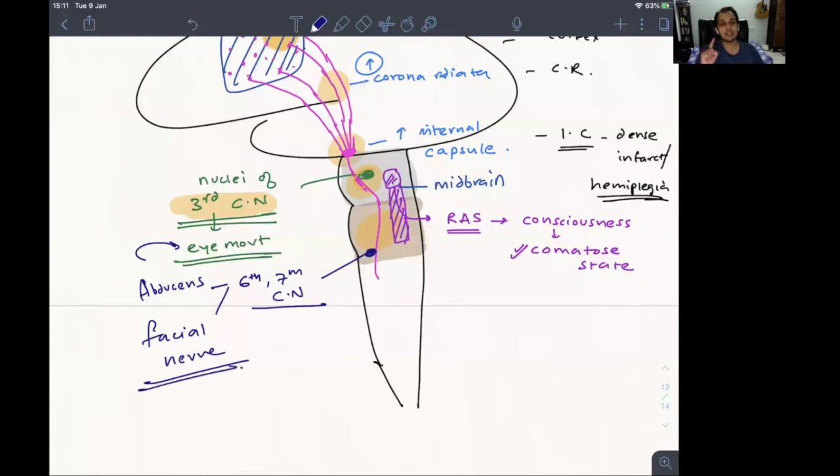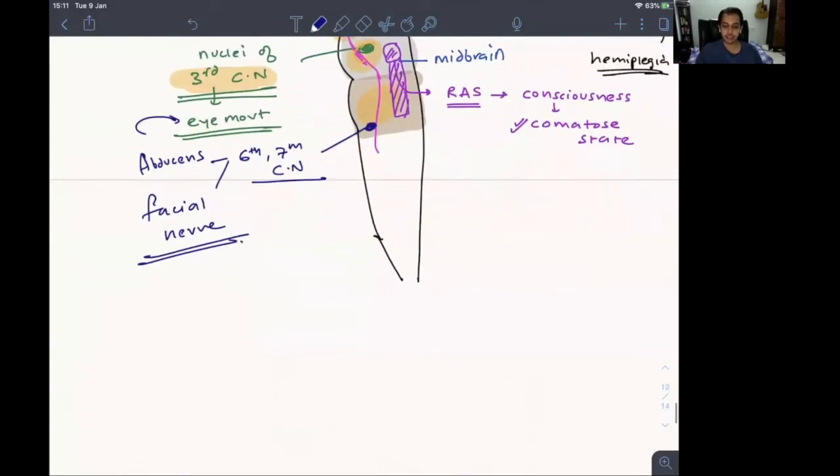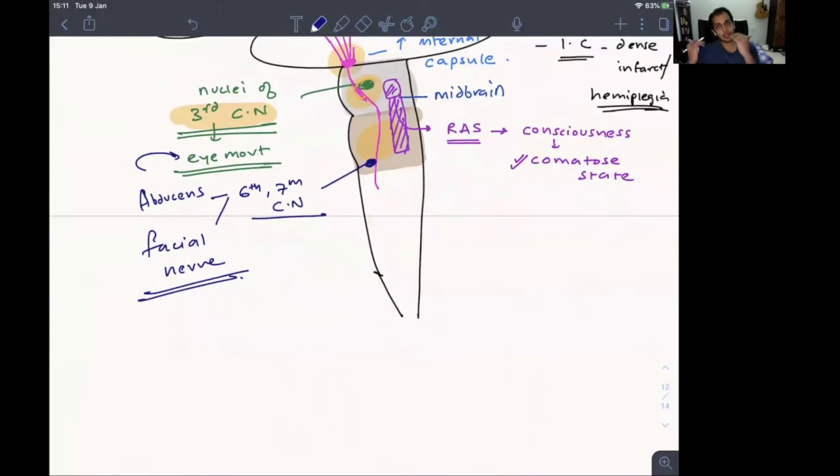And the facial nerve is one of the most important nerves to look for in a case of hemiparesis. And I'll get to why that is. But for now, just remember that if there is a pontine or a pontomedullary stroke, then your facial nerve is more likely to get involved.